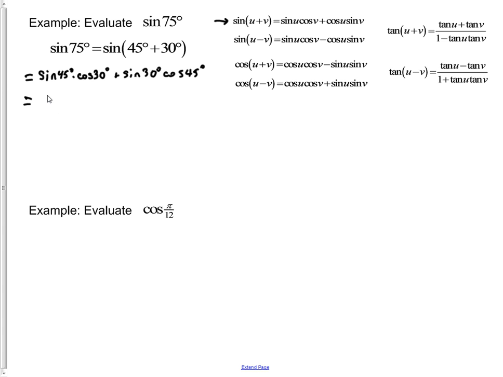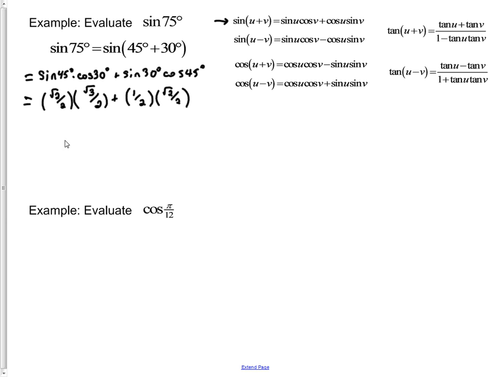So this is where you want to remember: what was the sine of 45 degrees? Well, that's right. It was radical 2 over 2. And the cosine of 30 degrees was square root of 3 divided by 2. The sine of 30 degrees, well, if you don't remember it, that's 1/2. And the cosine of 45 degrees was the same as the sine of 45 degrees, so that is the square root of 2 divided by 2.